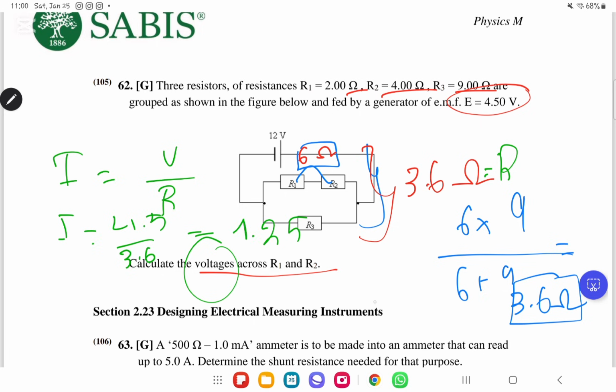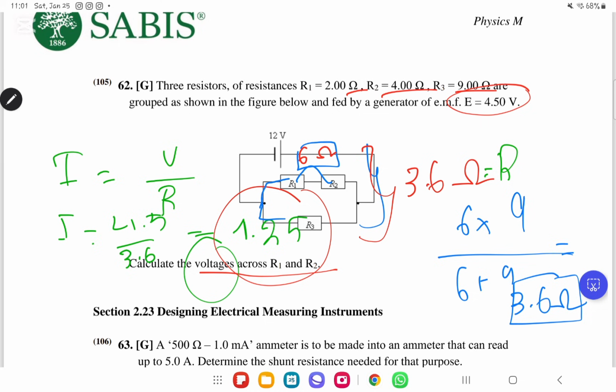Okay, and now since we have the current, we can divide the current by each of the resistances. But here there is a slight problem: the current will separate here and here. It will split because in parallel the current splits, whereas the voltage stays the same in parallel.